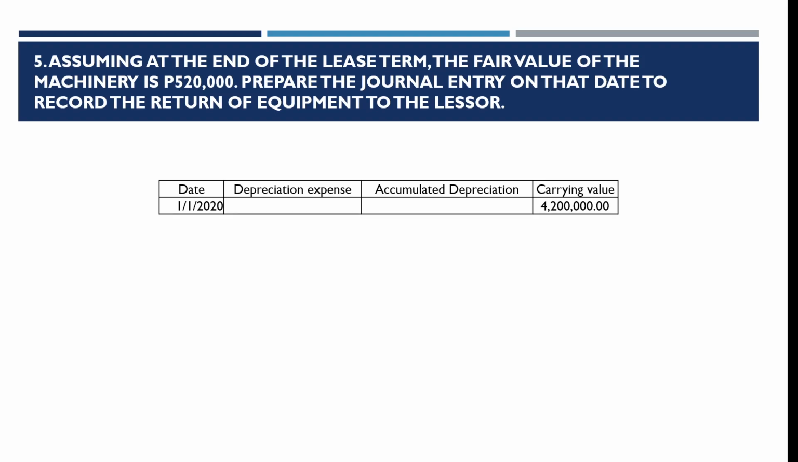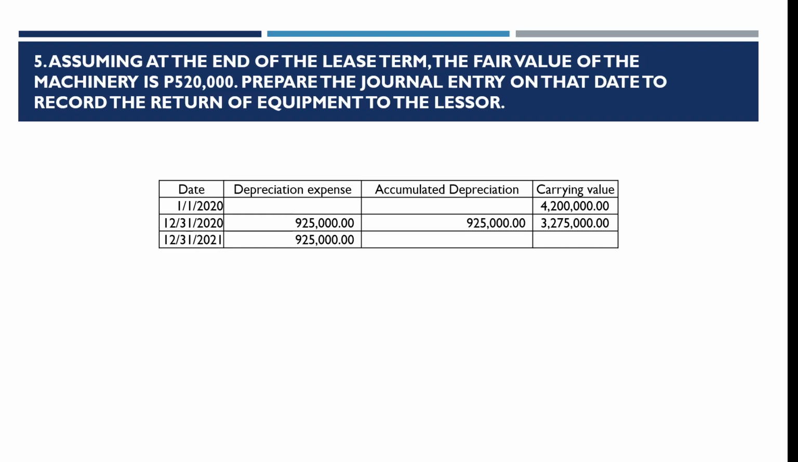As of January 1, magkano carrying value ng right of use asset natin? 4.2 million. How much is the depreciation for 2020? As computed kanina, 925,000. Since this is the first year of depreciation, accumulated depreciation is still equal to the depreciation for the year. Okay? So, magkano ang carrying value by the end of year 2020? 3,275,000. Followed by, next year, another depreciation of 925,000.